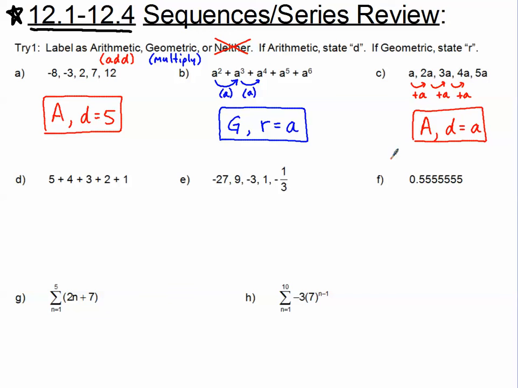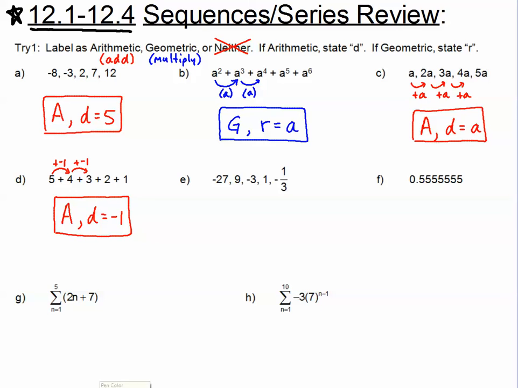Let's look at part D. We're going from 5 to 4 to 3 to 2 to 1. It looks like we are subtracting 1, but that is not what we're doing. We are either adding or we are multiplying. So we must be adding a -1. This is arithmetic, and our D is a -1. When the D is negative, we're going to have a decreasing sequence. This is a series, I guess, because we are adding all of the terms together. So this is a decreasing series, arithmetic.